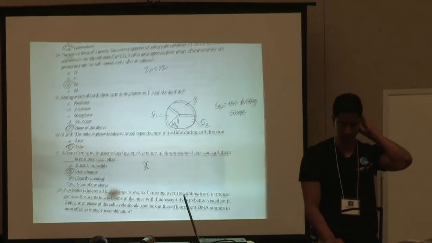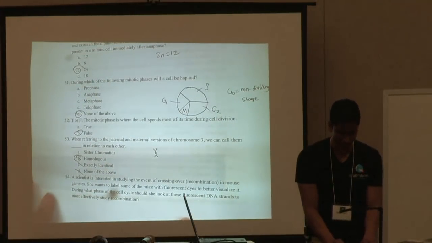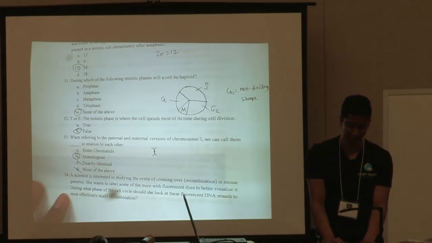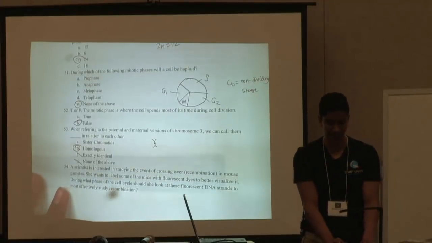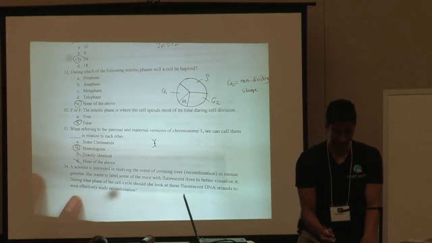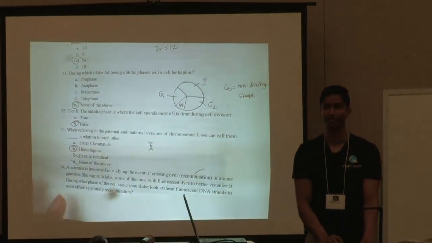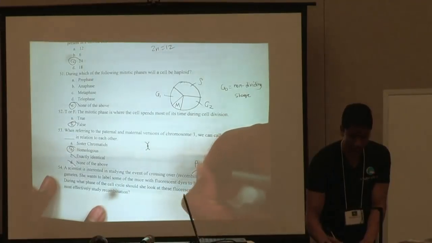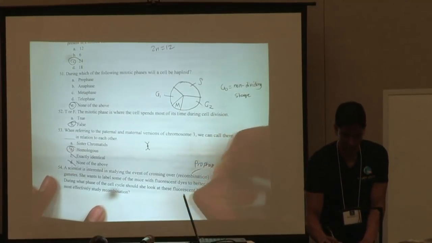All right, 54. A scientist is interested in studying the event of crossing over, recombination, in mouse gametes. She wants to label some of the mice with fluorescent dyes to better visualize it. During what phase of the cell cycle should she look at these fluorescent DNA strands to most effectively study recombination? So she wants to see the recombination event. Where does that happen? Prophase 1. Yeah.